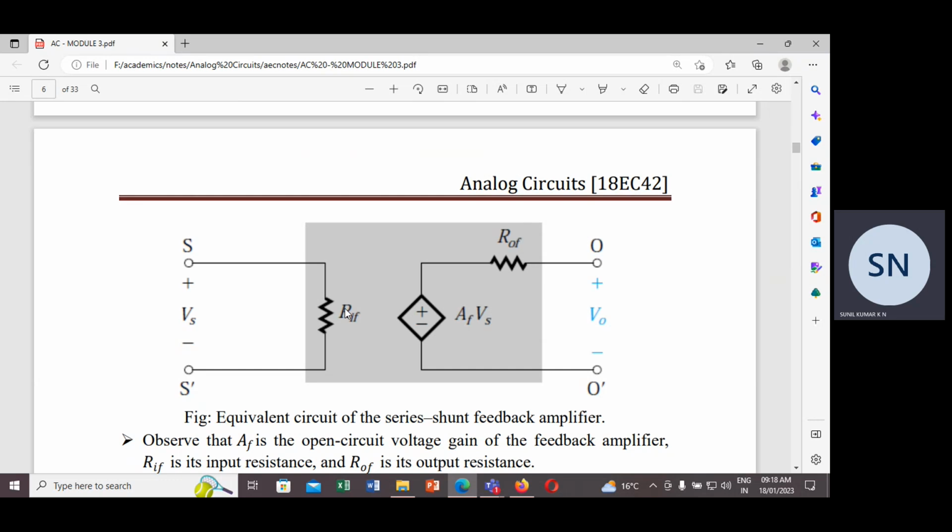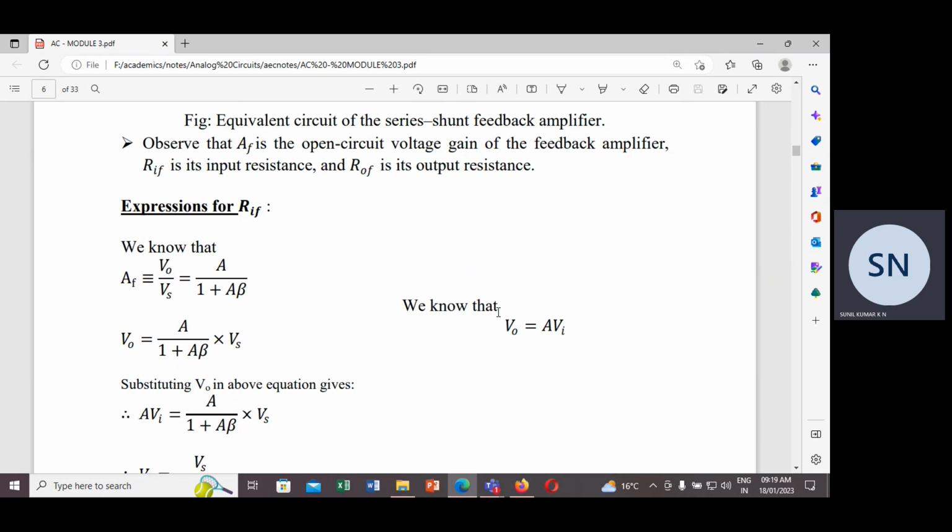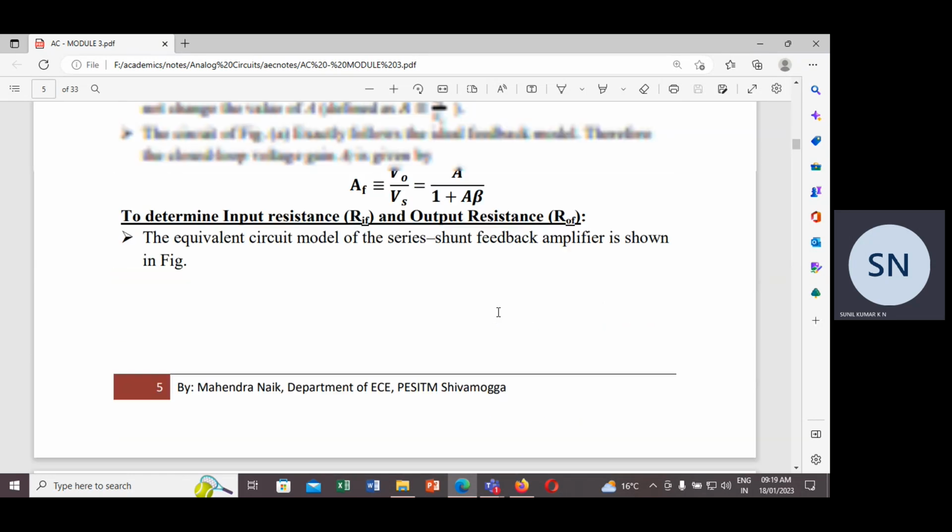Now what is important for us is, we already know the gain. In our general feedback structure we have obtained the gain expression, so AF is known. The Vs signal we know. So the only things we need to find in this series shunt are RIF and ROF. So we are going to establish the relation and find out the input resistance with feedback.